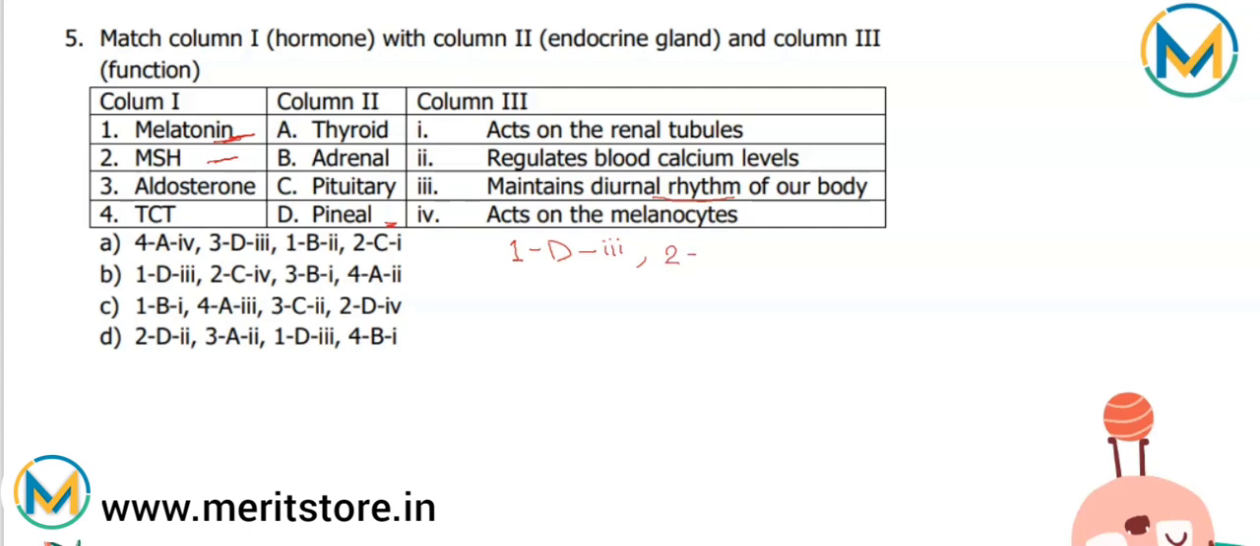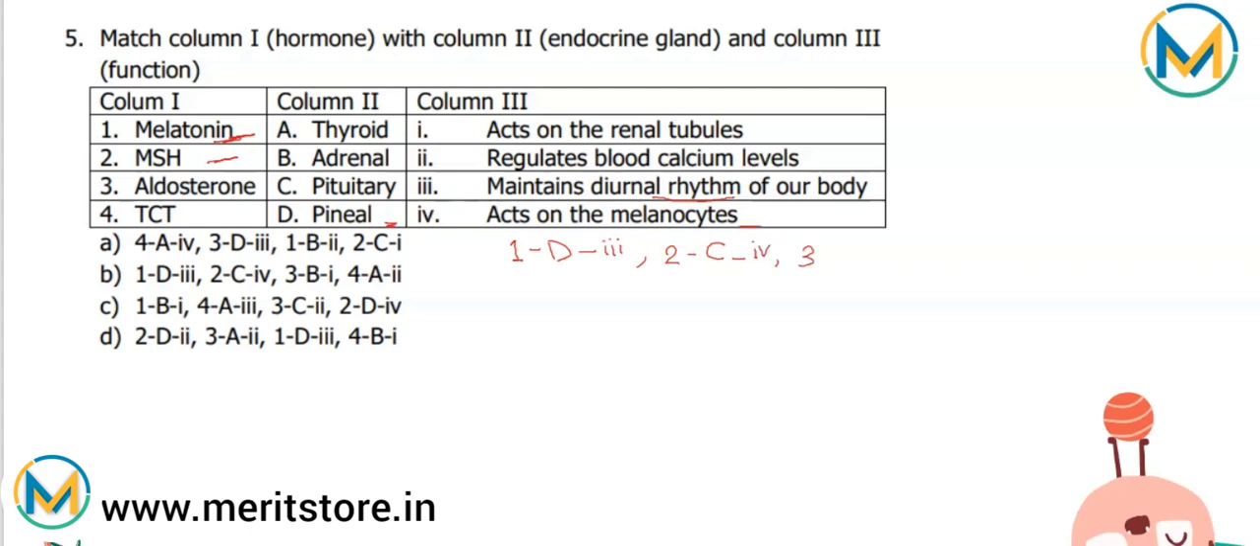Now looking at second, from the hormone, that's MSH, melanocyte stimulating hormone. It's released by pituitary gland. That's C, and its function is to act on the melanocytes. That's the fourth point.